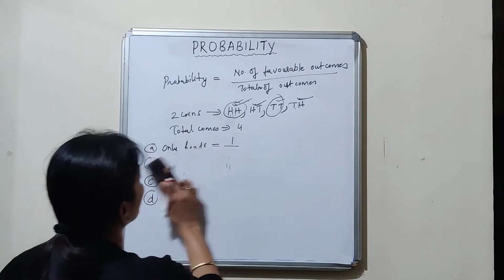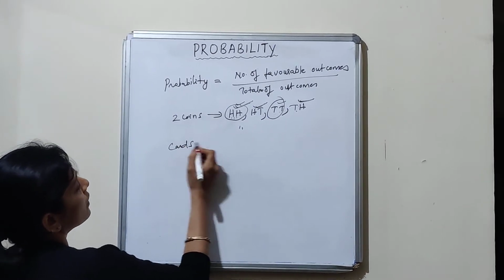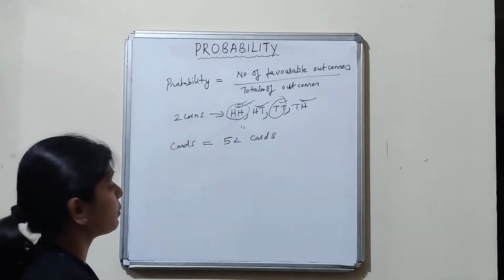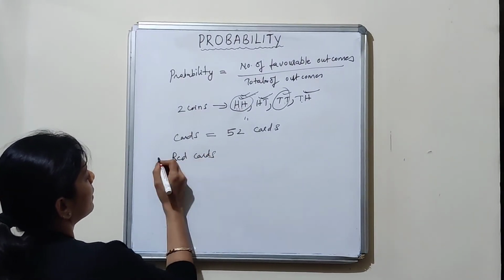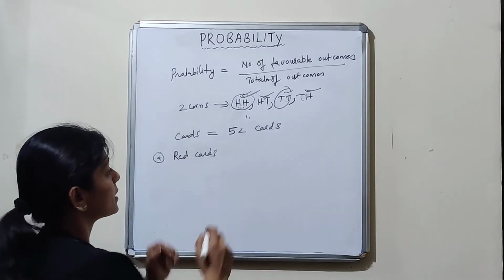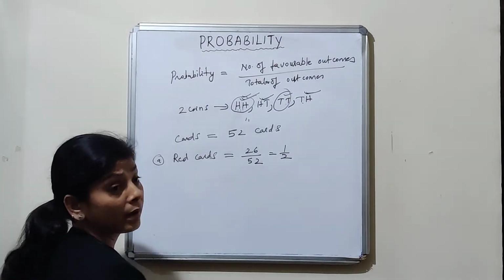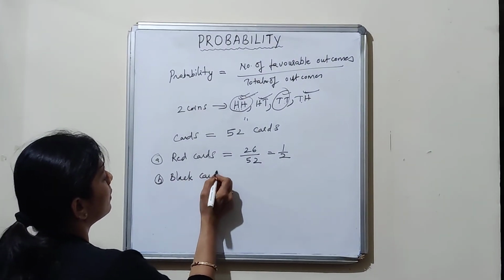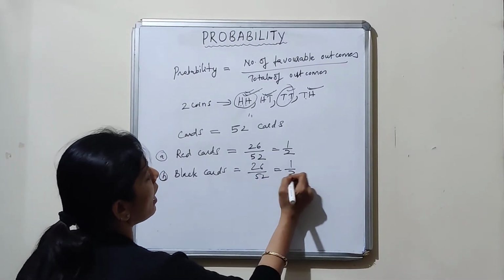Now to explain this, I am taking one more example of cards. In cards, we have generally 52 cards. Now what is the probability of having red cards? See, in red cards we generally have 26 cards. So the probability will be 26 out of 52, which is half. Similarly for black cards, again we have 26 out of 52, which is half.